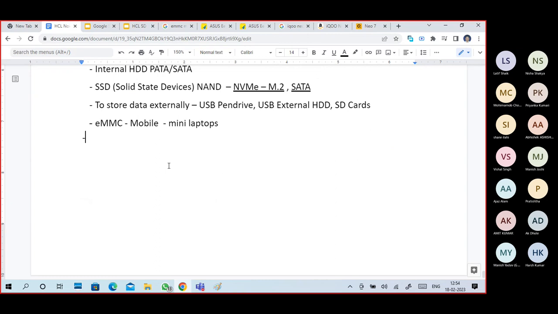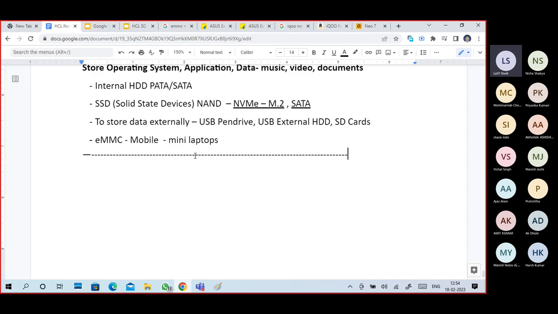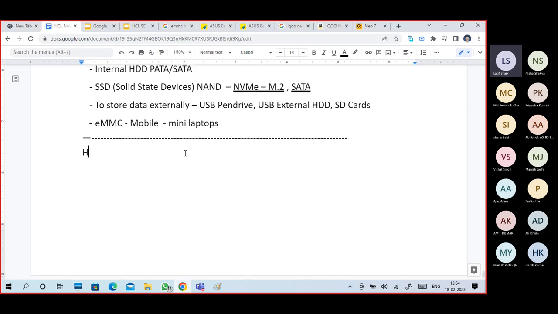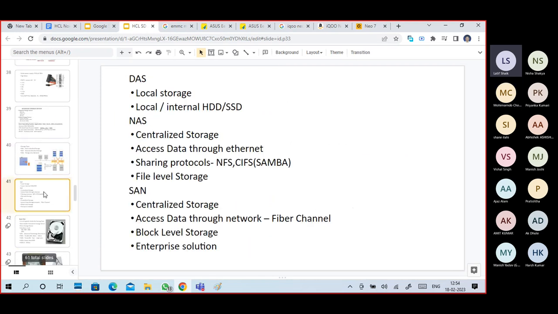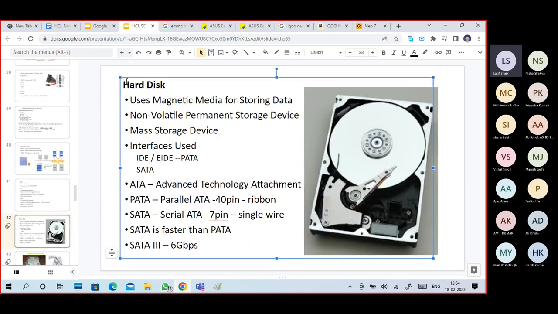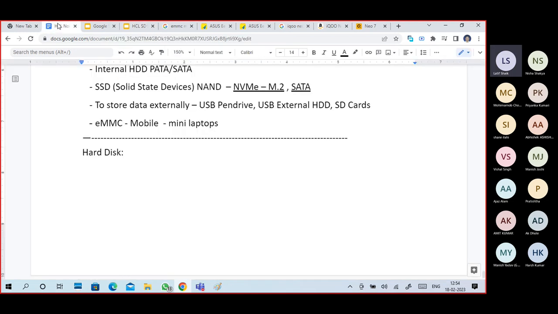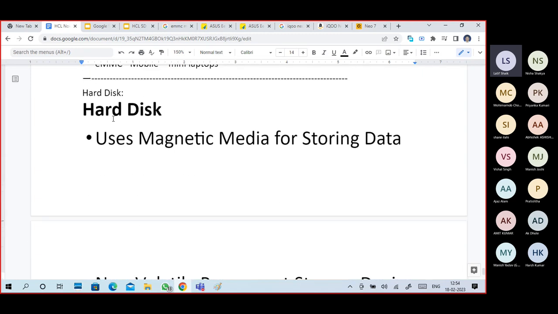Guys, so different other devices we are telling. So I am going with the hard disk, hard disk drive. I planned to tell other things about hard disk partitions and all, but I will tell only hard disks and SSDs and their connectivity, their storage related.